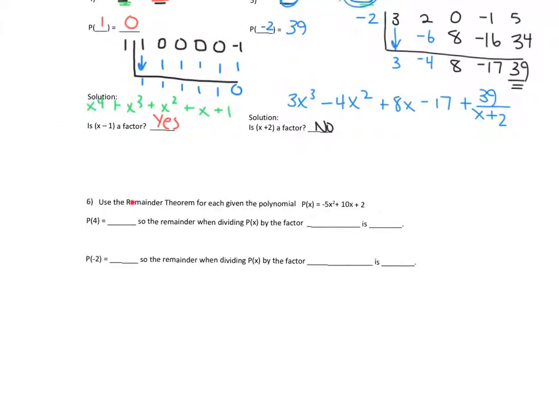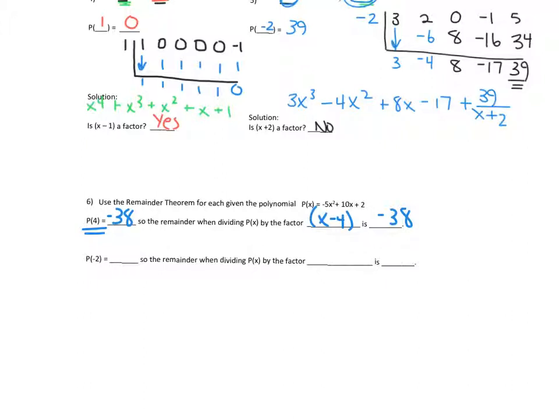Okay, number 6, use the remainder theorem for each given polynomial. So what is p of 4 equal to? If I plug in 4, p of 4 is negative 5 times 4 squared plus 10 times 4 plus 2, which is negative 38. So the remainder when dividing p of x by the factor, so if 4 is a 0, we're dividing by x minus 4, is going to be negative 38.